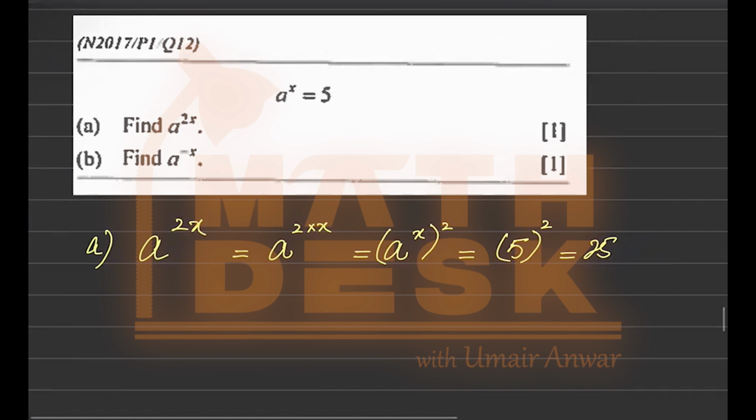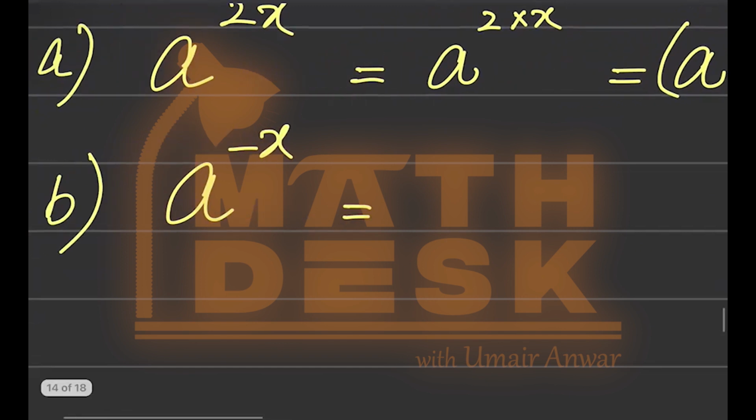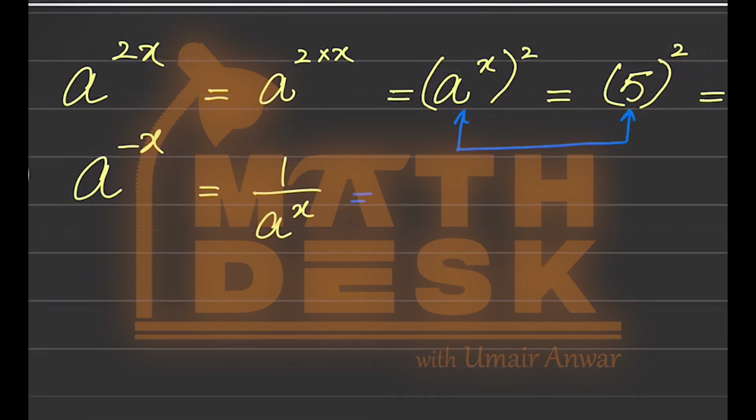In part B, it says a raised to minus x. So to convert this power into a positive power, we need to move this term to the denominator. In the next step, again a raised to x would be replaced as 5. So this would become the final answer for this part.